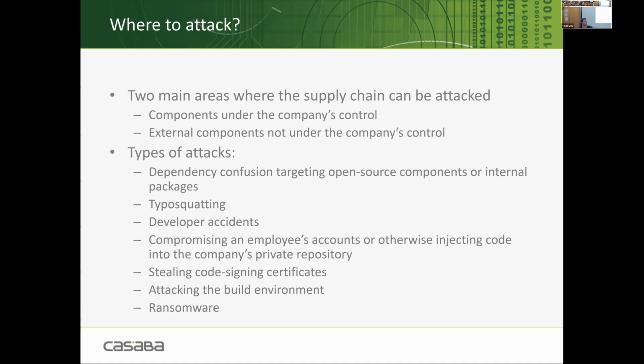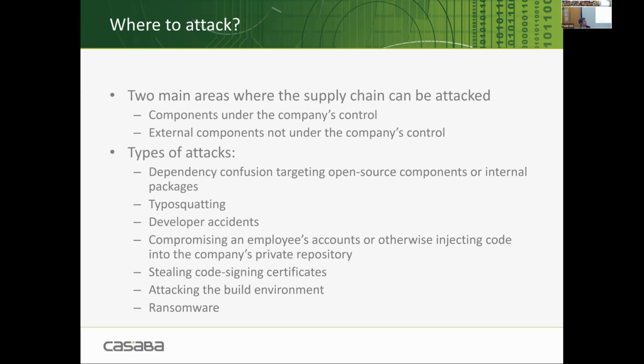Developer accidents: developers accidentally release things all the time that they don't intend to, through things like Stack Overflow. Maybe they're mentioning something to one of their friends and their friend says something to me, and well, that's a crappy day for the developer at that point, but that's okay. Compromising an employee's account or otherwise injecting code into the company's private repository can happen through any number of things.